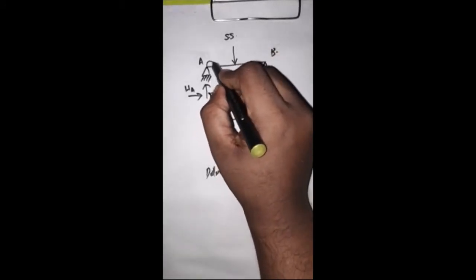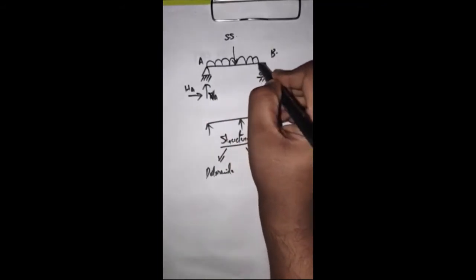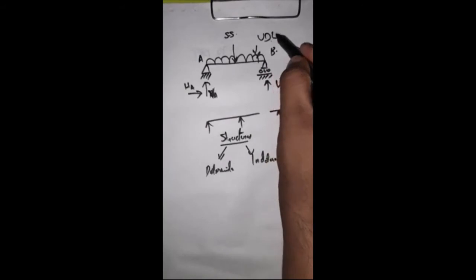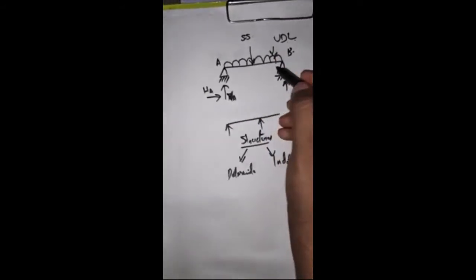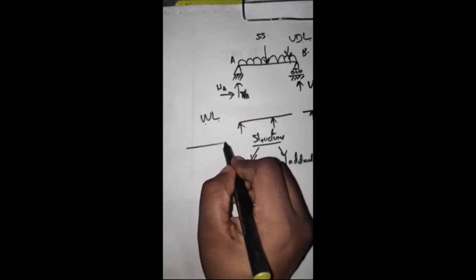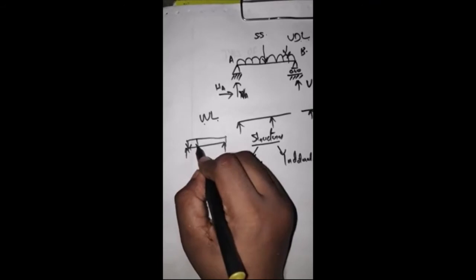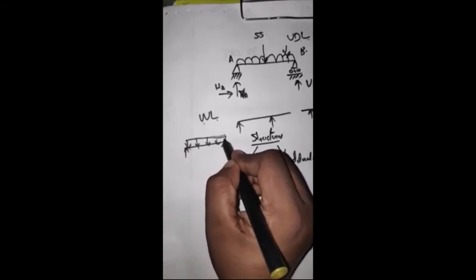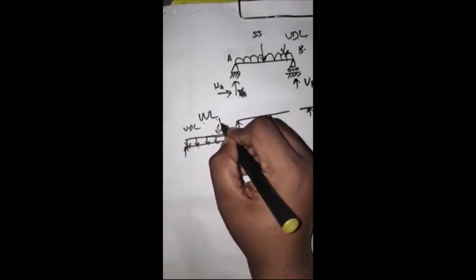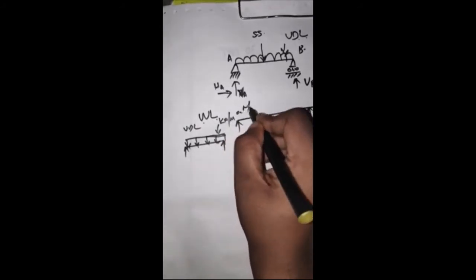The other one, which we studied in the last class, is the UDL, or uniformly distributed load. Another type of load is the UVL, that is, uniformly varying load. So this is the one I explained last time. If there is a beam like this, I have drawn a figure. This is a UDL, uniformly distributed load, and the unit is kilonewton per meter or Newton per meter.